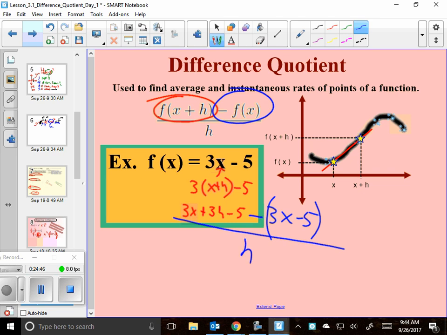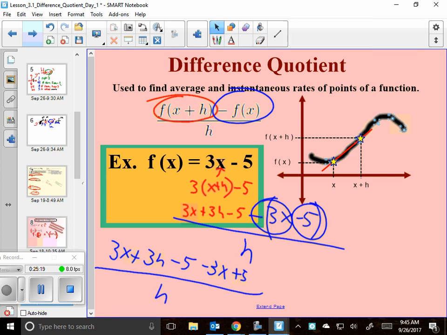If you simplify the top, you've got it. Everybody try to simplify the top. Do that distributive of the negative there, and stuff's going to cancel kind of nicely. Once I multiply this out, do you get negative 3x and positive 5? Because the negative distributes to the negative 5. So I have 3x plus 3h minus 5 minus 3x plus 5 all over h.